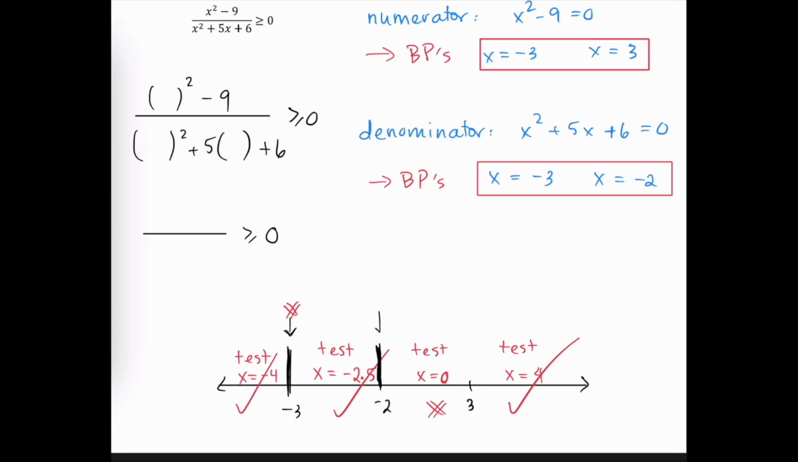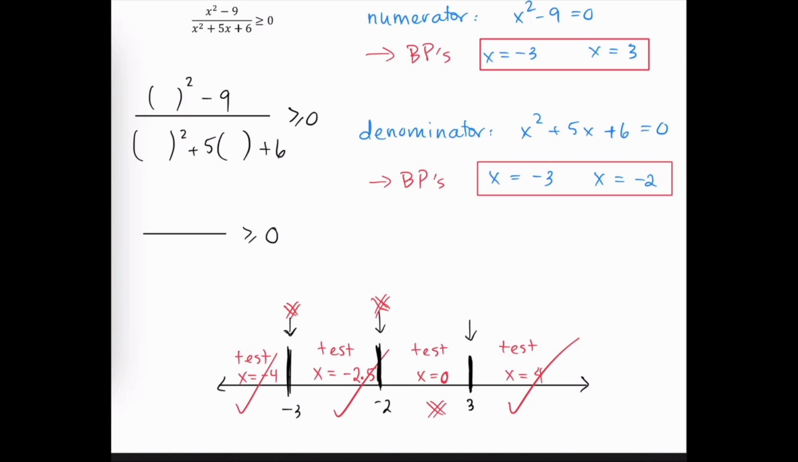Now let's look at the boundary point x is equal to negative 2, so we'll plug negative 2 in for all the x values. In the numerator, we have positive 4 minus 9, which is negative 5. And in the denominator, we have positive 4 minus 10 plus 6, which is 0. Again, this quantity is undefined, which means that this is not a true statement, and negative 2 is not part of the solution set. We have one last value to check, and that is x is equal to 3.